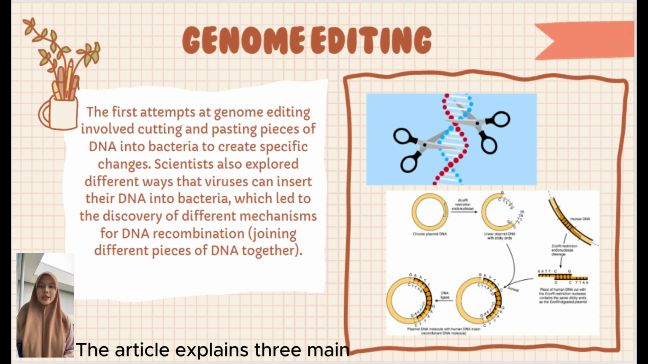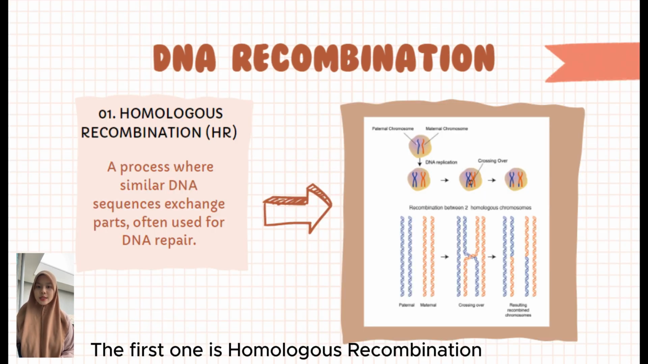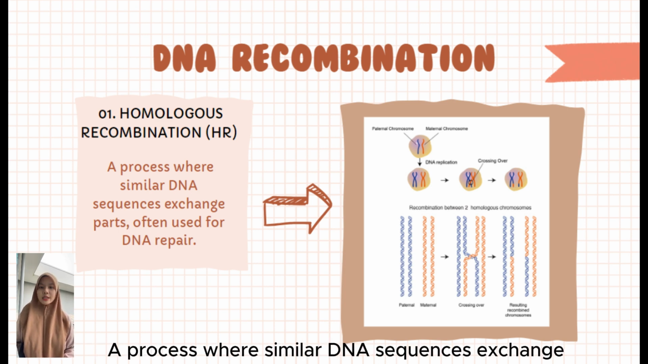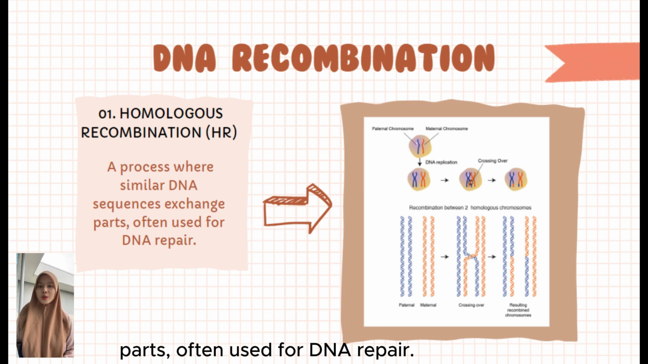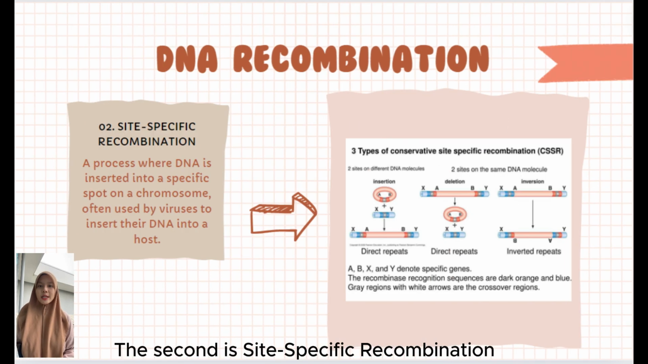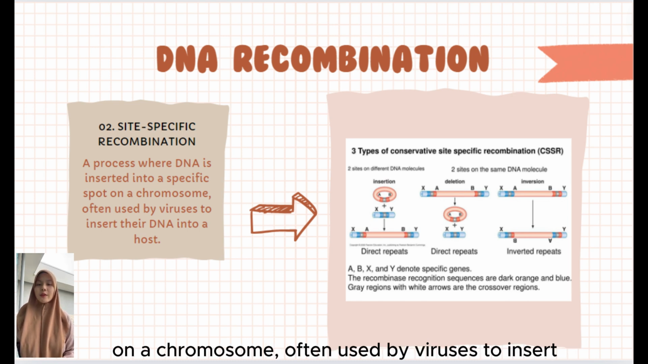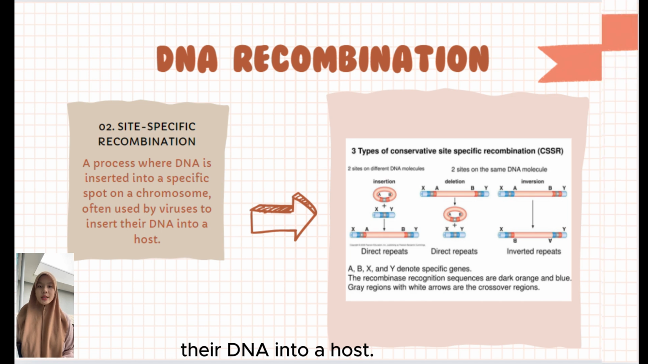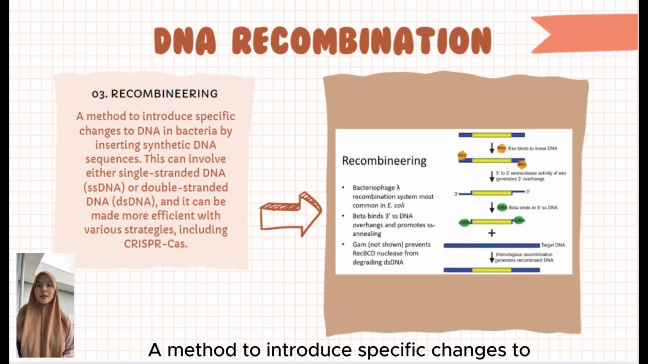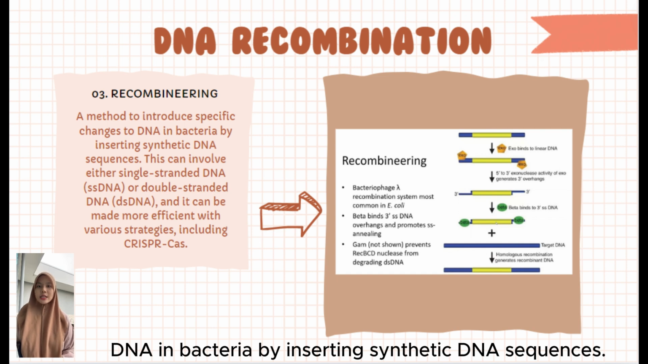The article explained three main ways DNA can recombine or integrate into another DNA sequence. The first one is homologous recombination, a process where similar DNA sequences exchange parts, often used for DNA repair. The second one is site-specific recombination, a process where DNA is inserted into a specific spot on a chromosome, often used by viruses to insert their DNA into a host. The third one is recombineering, a method to introduce specific changes to DNA in bacteria by inserting synthetic DNA sequences.